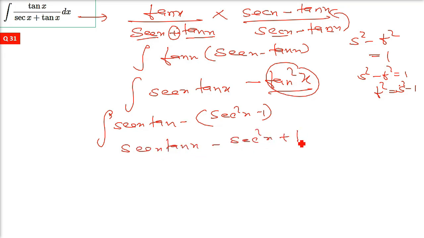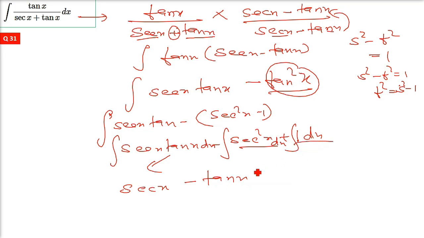And this can be integrated. We need to have a dx along. Please remember, dx is already there. I'm not writing it, but it has to be there. It's mandatory. Sec x tan x has a standard result which is sec x. Sec square x has also a standard result which is tan x. Integration of dx is of course x. So we have sec x minus tan x plus x plus c. This is your final result of this question.